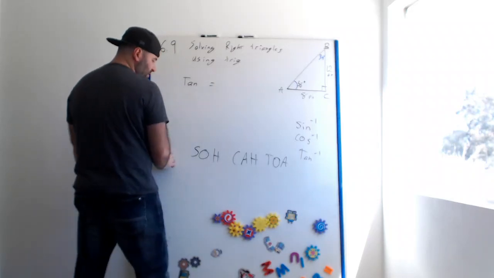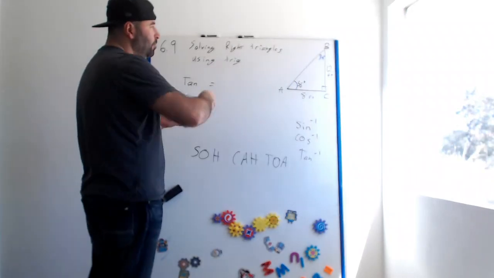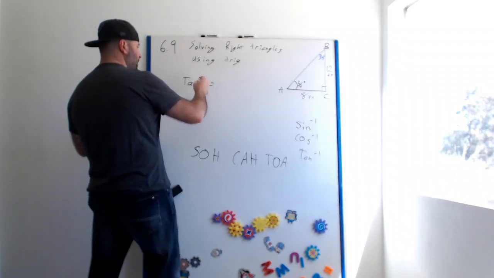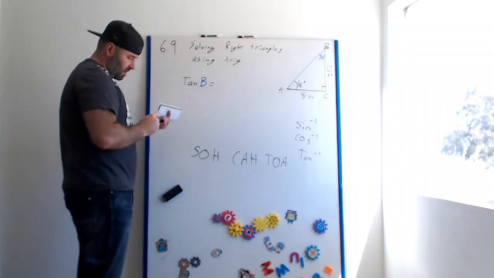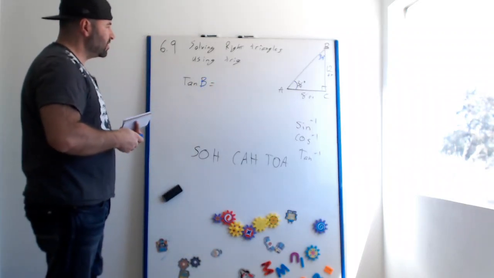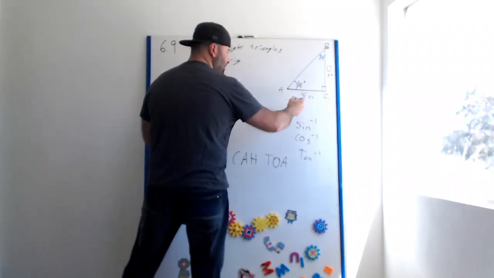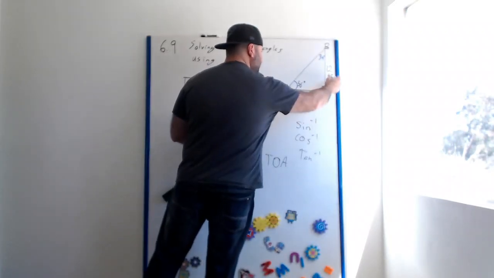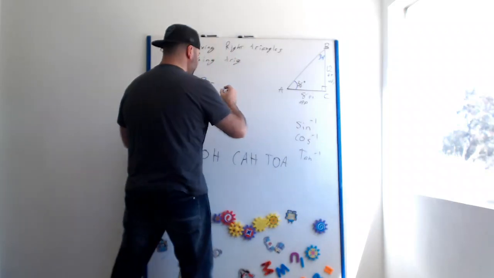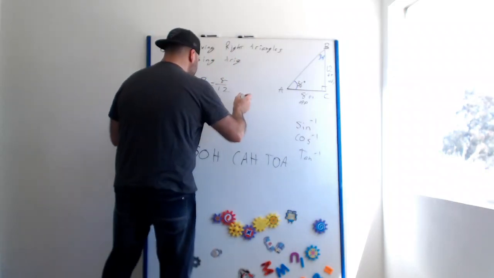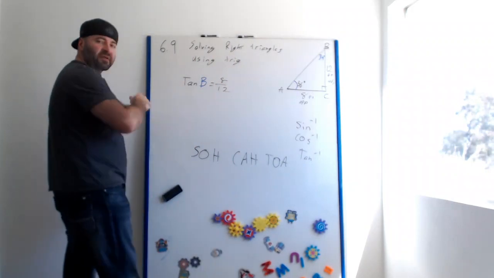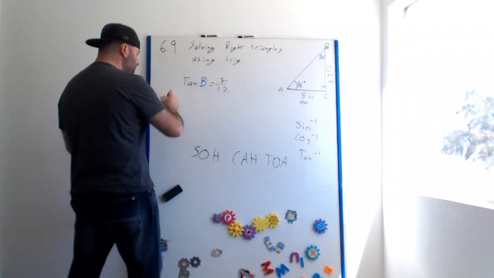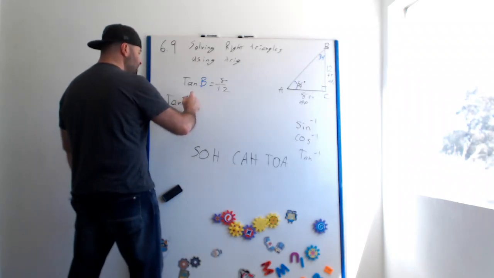But we're just going to be using the tangent now of B. And the tangent of B would be opposite over adjacent, now 8 over 12. So just changing things up a little bit. You're still going to have to do the exact same thing in order to get B alone. So we're going to do inverse tangent.